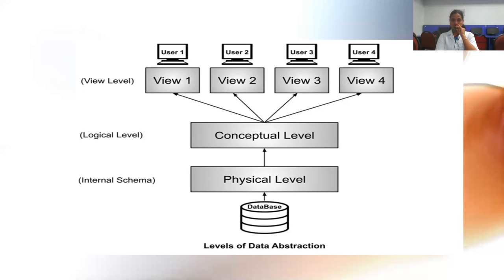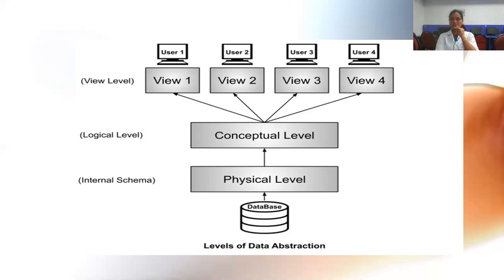In the conceptual level, we describe how the data are going to be stored and what relationships exist among those data, and what the type of the data is. That is, the data can be defined in the logical level. So what the data is and what the data type is, and what the relationships among those data are, can be defined in the logical level. That is the internal schema, the internal level, or physical level.